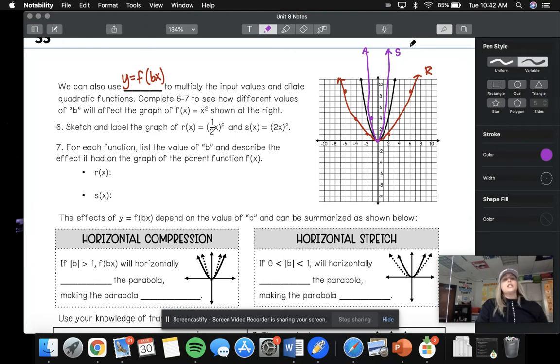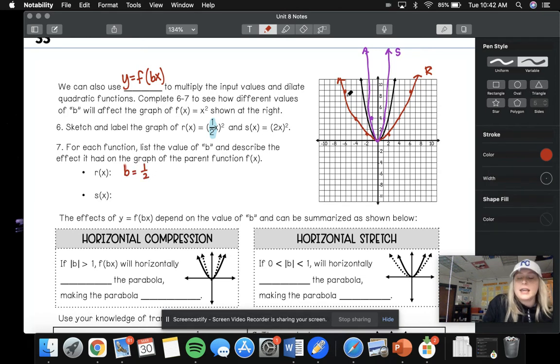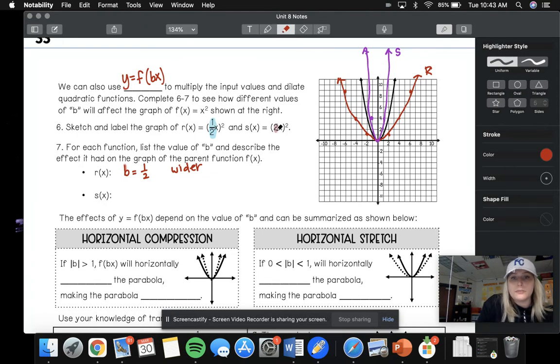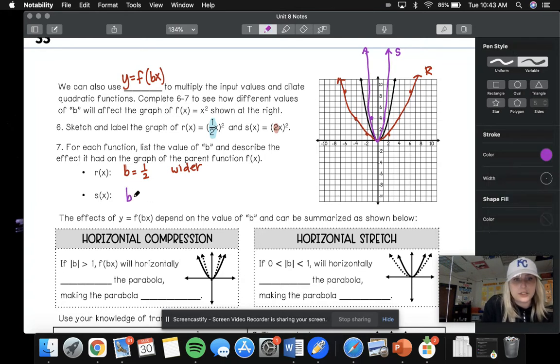Okay. For each function, list the value of b and describe the effect it had on the graph. Okay, so for this first one, our b value, what we multiplied our input by, was 1/2. So our b value was 1/2. And if I look at just the parent function, it actually got wider. And then the other one, our b value was 2, which if I look at the parent function, it got very, very wide, or excuse me, very, very narrow.